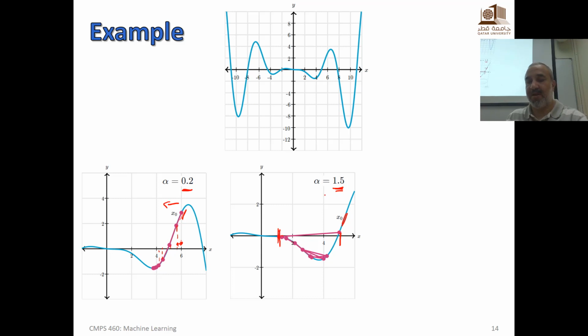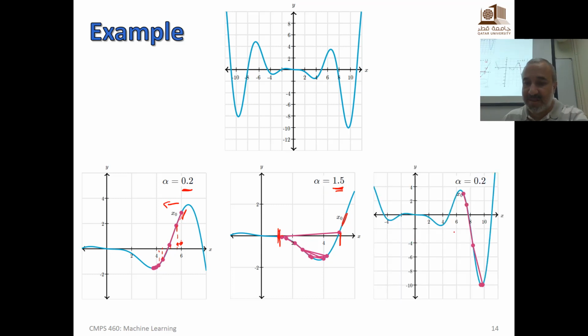Okay. If we started somewhere else, actually we started here at 7, like what you mentioned earlier. If we started at 7, then this is the sequence by which we will reach the global minimum. So the minimum that we will reach, of course, depends on where we started and the step size. Okay, is that clear? Any question about this?